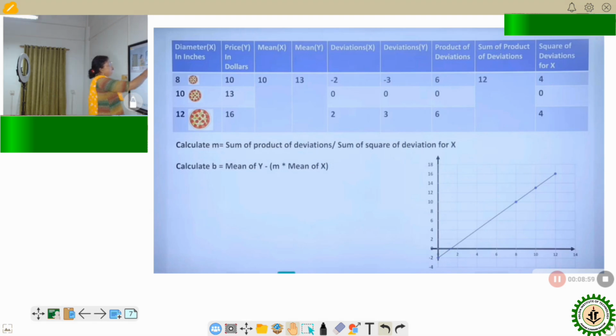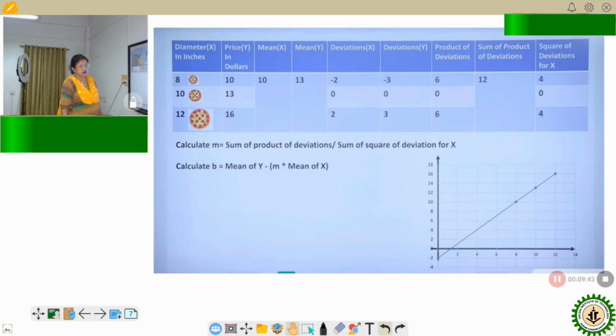How can we measure the mean of x? Mean x means you add all of them: 8 plus 10 plus 12 equals 30, then divided by 3, you get 10. This is the mean x. Then the price y in dollars: 10, 13, 16. This is 39 divided by 3, the mean y equal to 13.